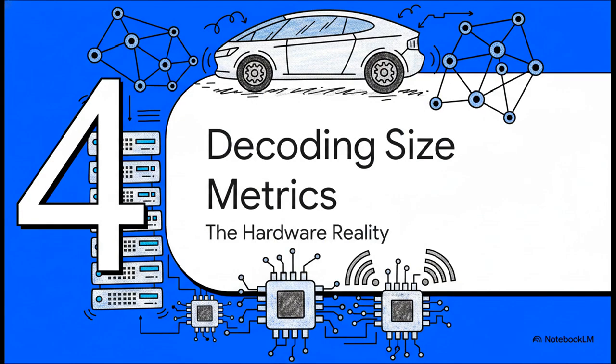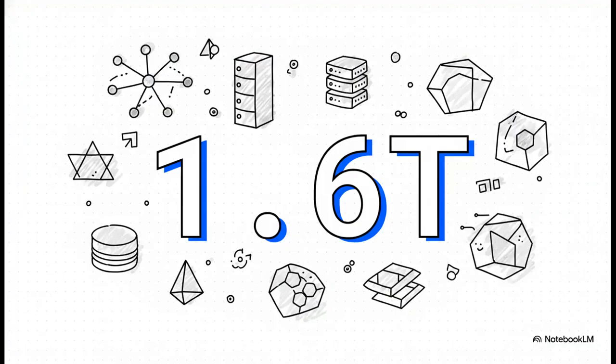Section 4. Decoding Model Size Metrics. Understanding the hardware reality. Let's zoom back out from the algorithms and look at the vehicle specs. We hear these crazy numbers, but what do they actually mean for deployment? You might see a staggering number like 1.6 trillion total parameters for a frontier model, like DeepSeek V4.